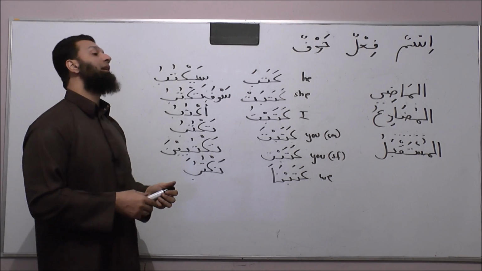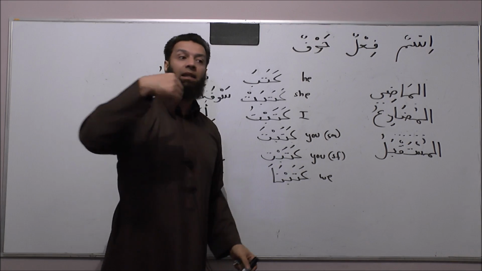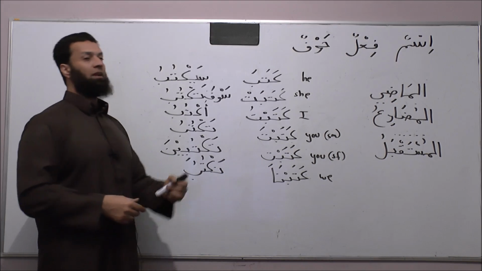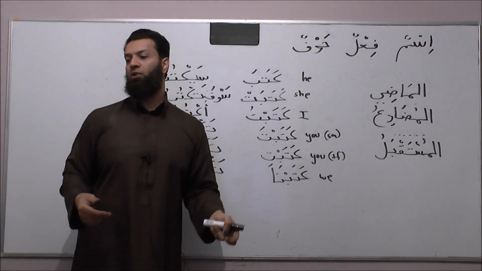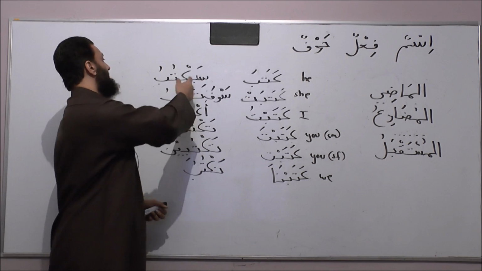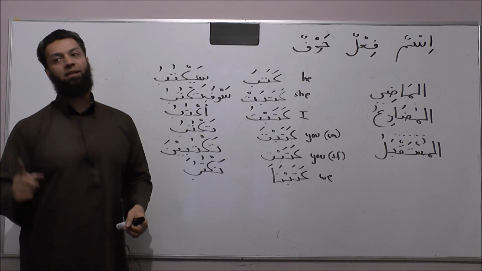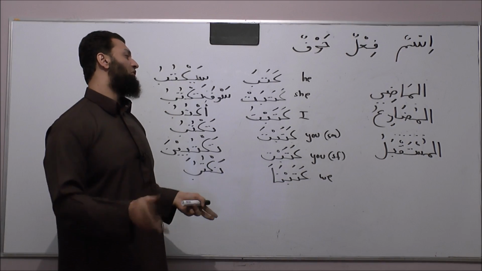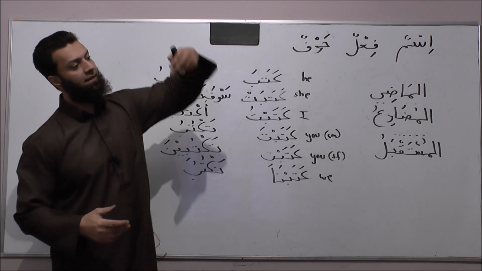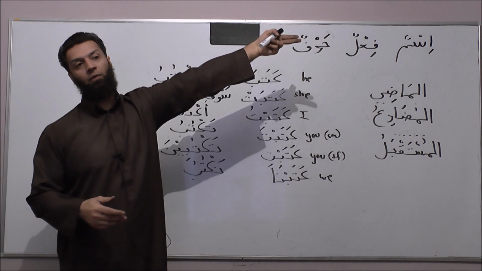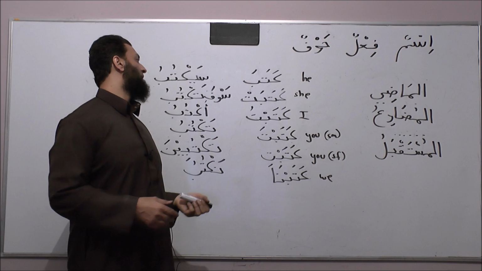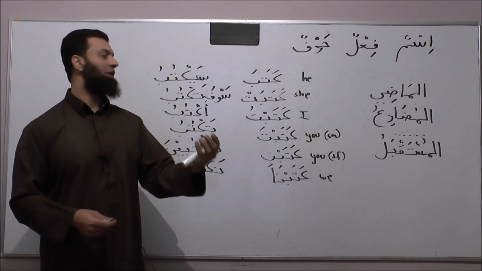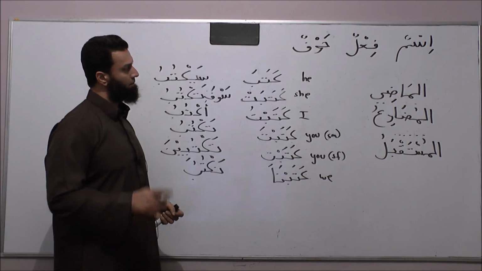So if we're going to say sayaktubu, it means he will write. If we're going to say sawfa yaktubu, it means he will write at some point in the future, but it's more distant than sayaktubu with a single seen. There's nothing more complicated than that, and that's how you differentiate between them. If you want to express that something will be done in the distant future, then you will use sawfa, and if you want to express that something will be done in the close future, then you would use seen.